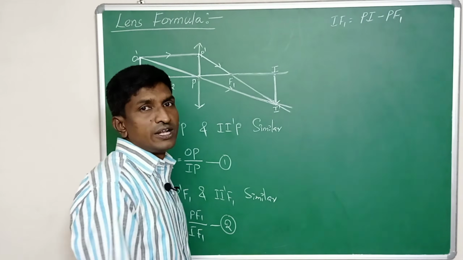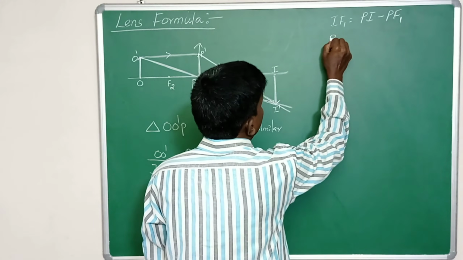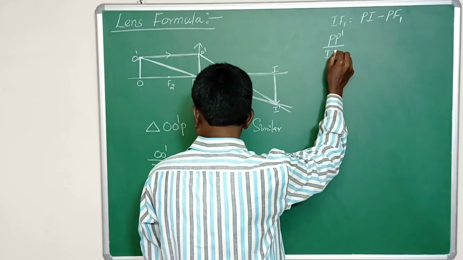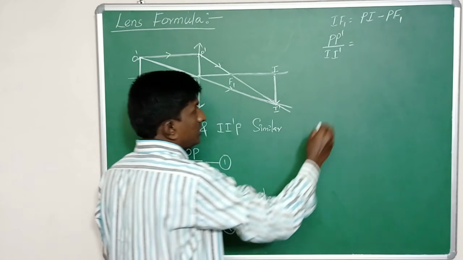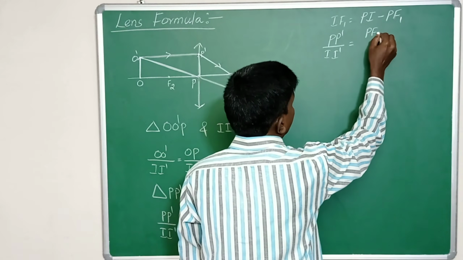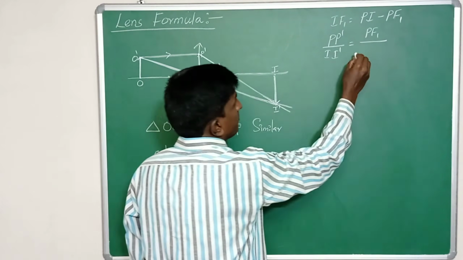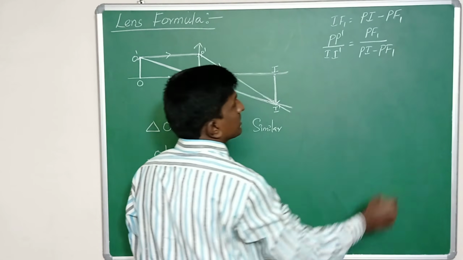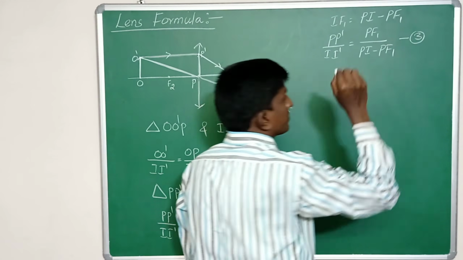Substituting the IF1 value in equation 2, PP dash by I dash I equals PF1 by IF1, and IF1 means PI minus PF1. Let us say this is the third equation.